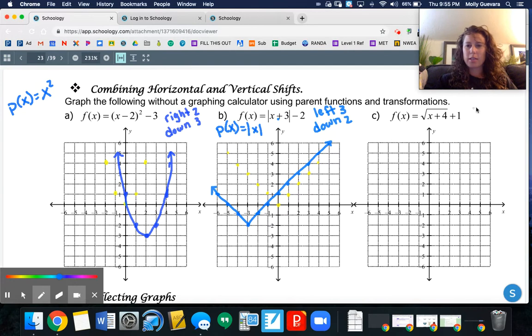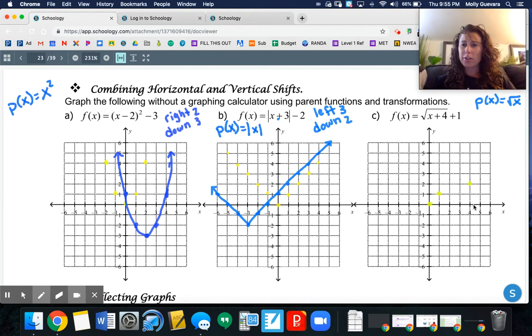Okay, last one here. My parent function is square root of x. So again, because I passed algebra 2, I should know square root of x goes 0, 0, 1, 1, 4, 2, and so on. So those are the 3 parent graph points, and we might even get time for another one, right? The next one is 9, 3. So we'll see how that goes.